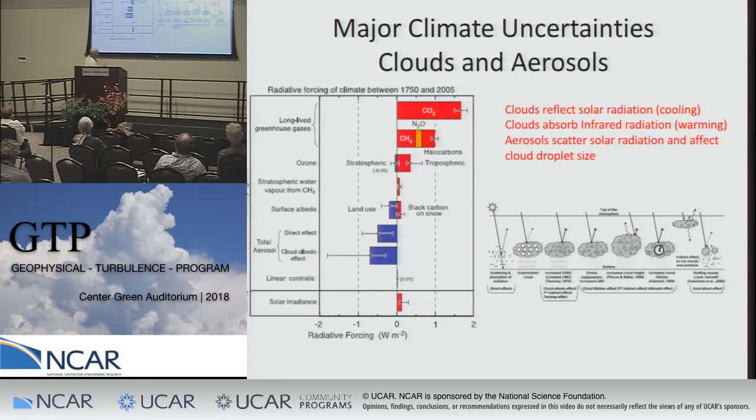So aerosol effects scatter radiation, okay? So directly scatter radiation, and that's this direct effect here. And even that's uncertain because the impact of aerosols themselves on the radiation budget is controversial. But another aspect of aerosols is that they affect cloud radiative properties. And how they do that is as follows.